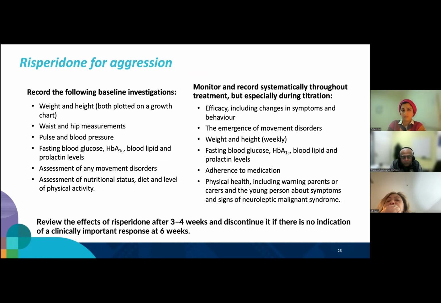Again, there are a lot of people who suggest that we should be doing routine measurements of weight and height and waist and hip measurements, pulse and blood pressure, fasting glucose, HbA1c, blood lipid and prolactin levels, and all those things. The psychiatric literature would say these things are really important, but we know that in clinical practice, it's not easy to get young people to cooperate in doing that. But if possible, I think it's useful to measure them and also check for compliance or adherence with medication, and look for early signs of movement disorders or extrapyramidal symptoms.